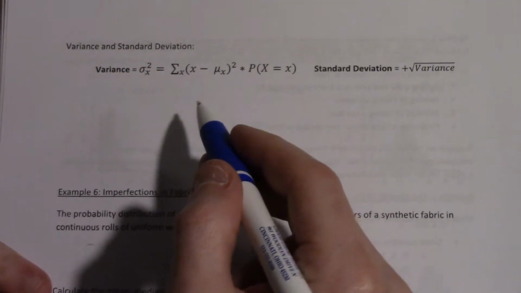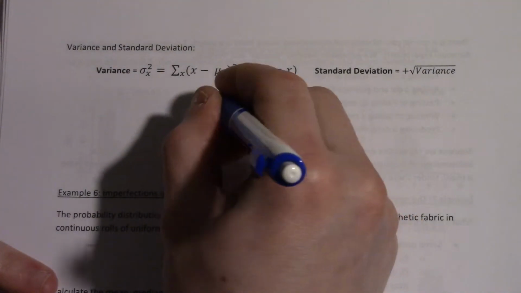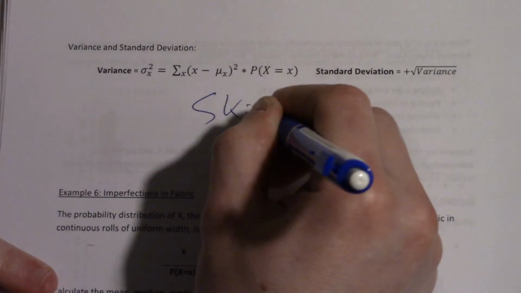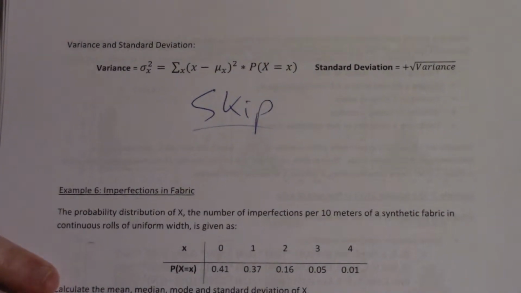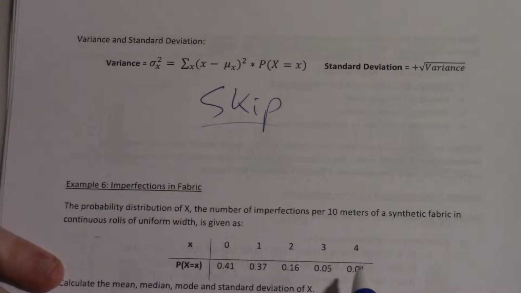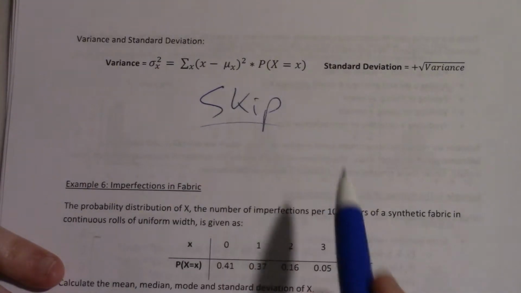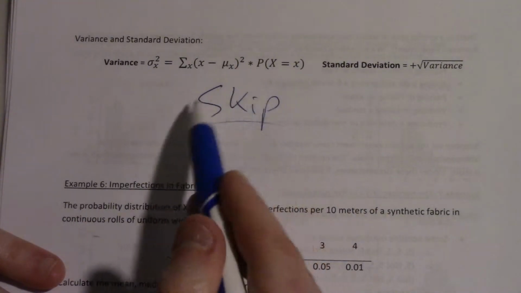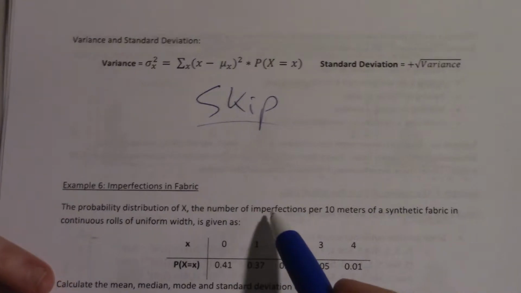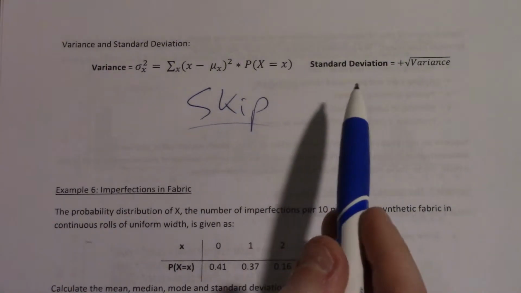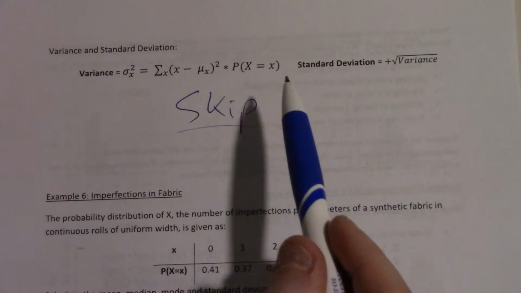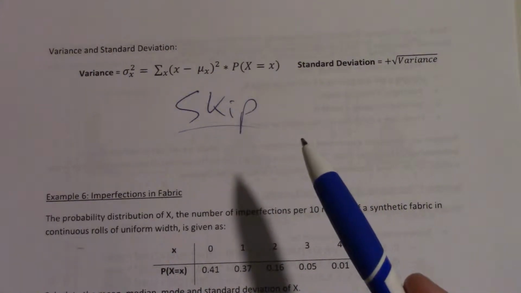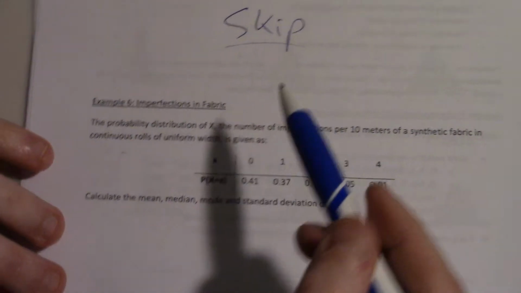There are formulas to find variance and standard deviation. We're going to skip this. It's really not worth doing by hand. These formulas are kind of ugly. I've never had to do these by hand, so I'm not going to make you. But there is a way to find the variance and standard deviation of a probability distribution.